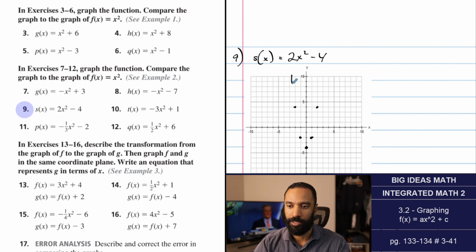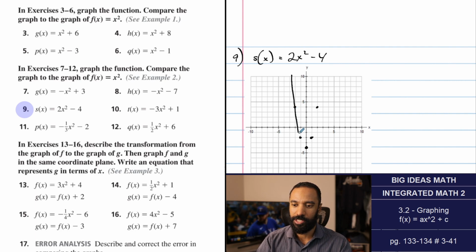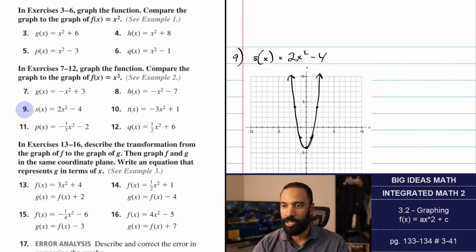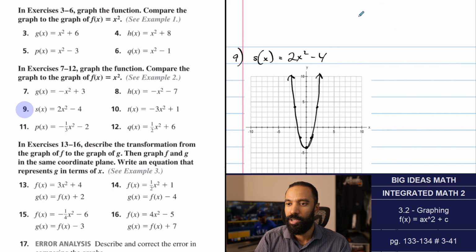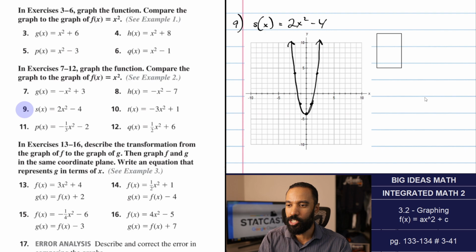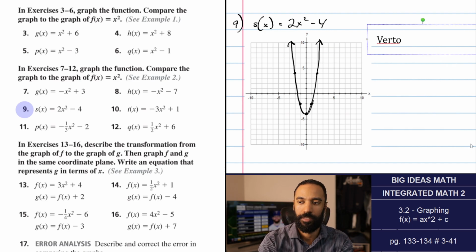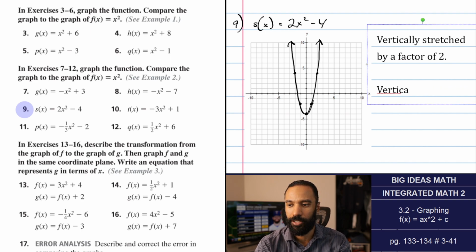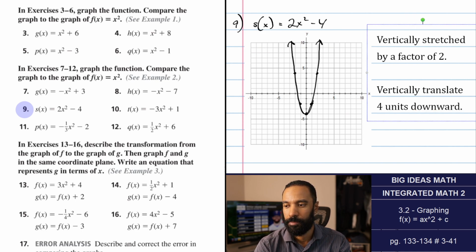Everything's twice as tall. So it's going to look like this right here on that side and that side. And then we have a vertically stretched parabola with arrows and all. Domain still all real numbers. Range is y is greater than or equal to negative 4. So we are vertically stretched by a factor of 2, and then we are also vertically translated 4 units downward.